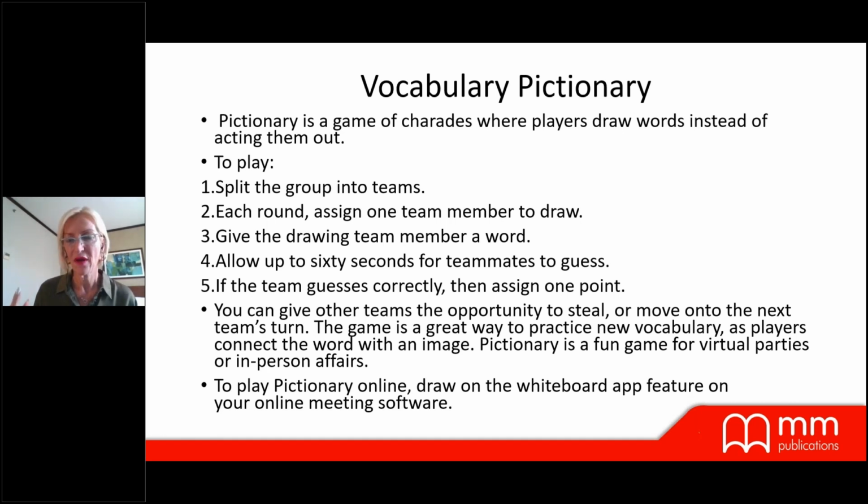So one team member is assigned to draw, usually an artistically intelligent person. Then we give the drawing team member a word. He sees the word and he starts drawing. And we allow 60 seconds, you have to time them, okay, to his teammates to guess what is the word. If they guess correctly, you assign 1 point to the team. You can give other teams the opportunity to steal, or move into the next team's turn. If this team doesn't find the word, we can ask other teams to find the word. If they find the word, they get the point.